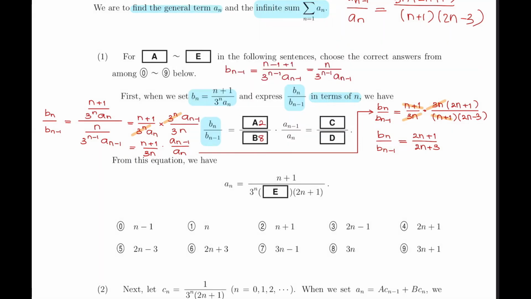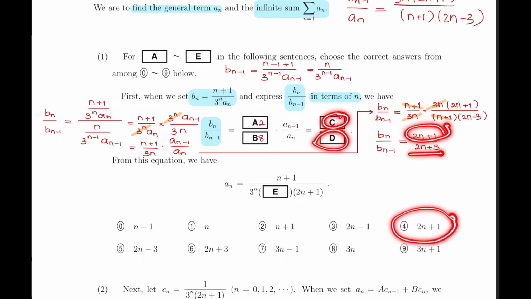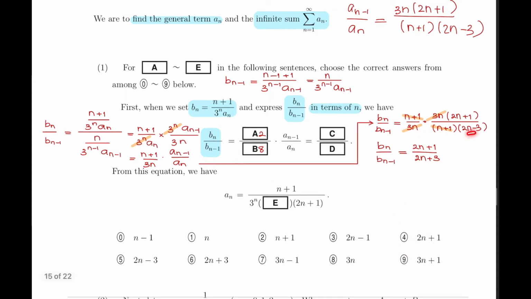This is the answer for letter C and D. So letter C is 2n plus 1, which is number 4. And then letter D is 2n plus 3, which is number 6. Oh, I mean 2n minus 3, not 2n plus 3. So this is minus. So letter C is number 4 and letter D is 2n minus 3, which is number 5.